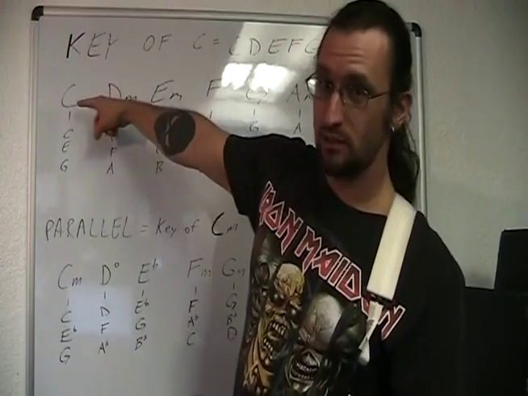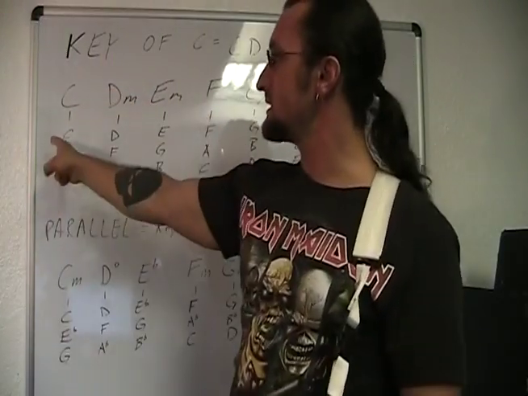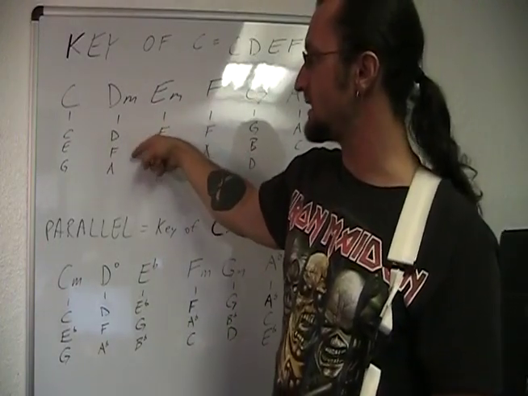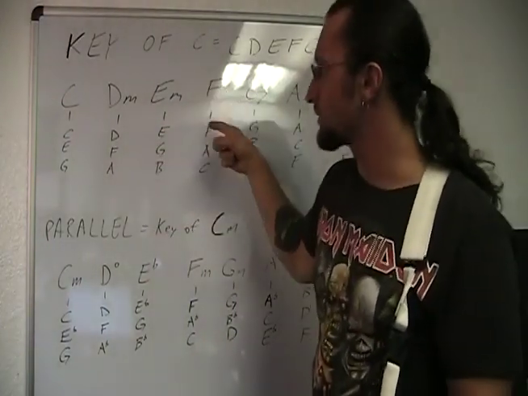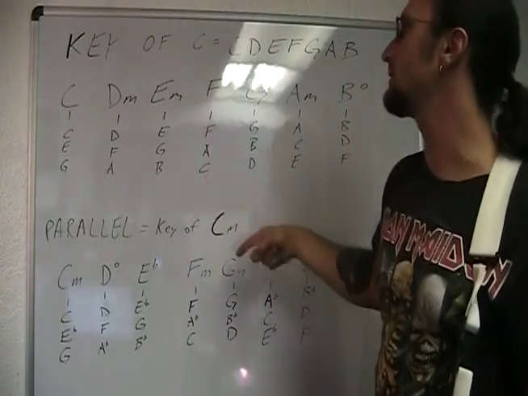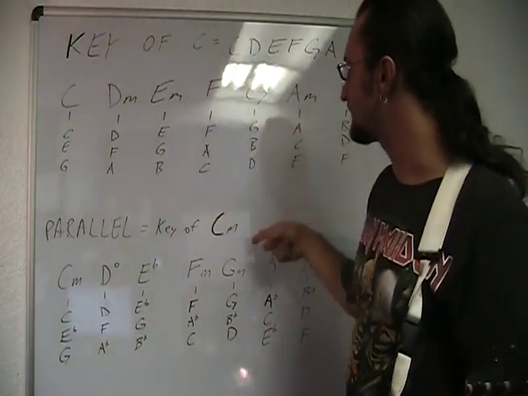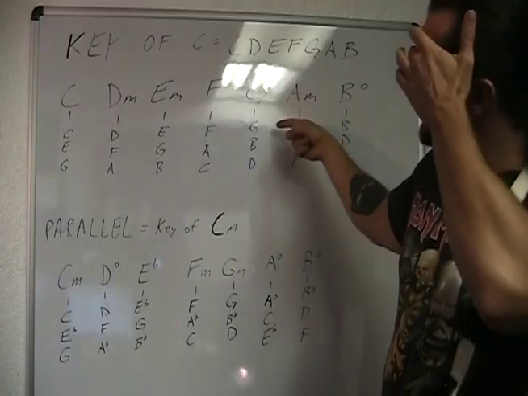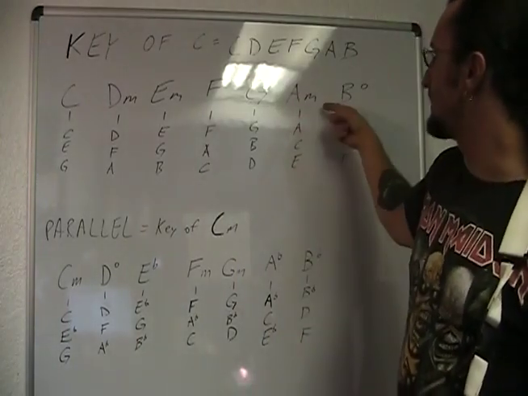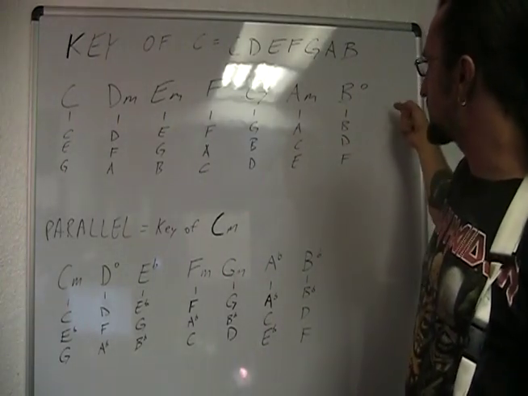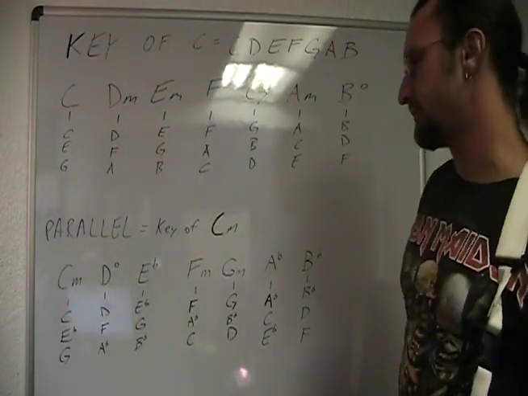The C chord contains the notes C, E, G. D minor chord contains D, F, A. E minor chord contains E, G, B. The F major chord contains F, A, C. The G major chord contains G, B, and D. The A minor chord contains A, C, E. B diminished contains B, D, and F.